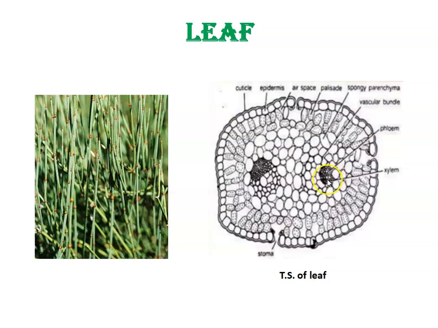This is xylem, and phloem is toward the lower or abaxial surface. And so the vascular bundles are also conjoint, meaning the xylem and phloem are closely associated, and open, indicating the presence of cambium layer between them.